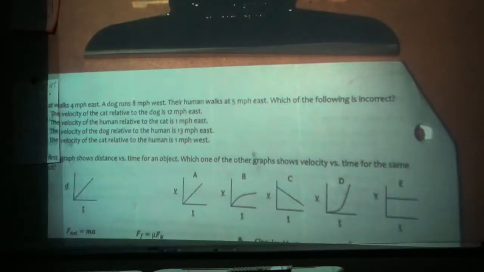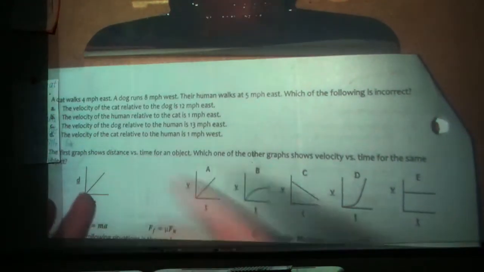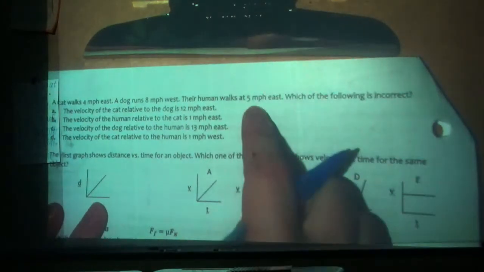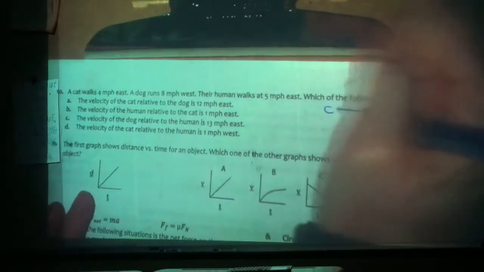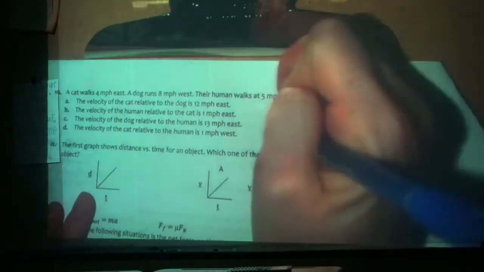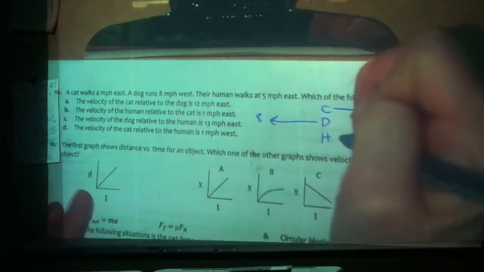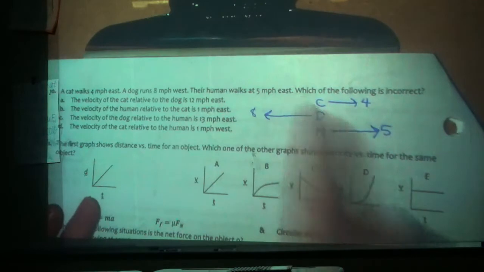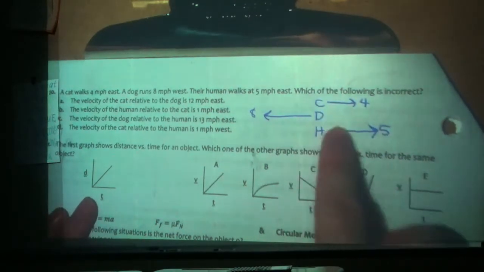A cat walks 4 meters east and a dog runs 8 meters west. Miles per hour, not meters. A human walks at 5 miles per hour east. Which of the following is incorrect? So with these relative velocities, it helps to draw a picture where they're all starting at the same spot, and then it's really easy to compare them to one another. So we have a cat going 4 east, we've got a dog that's going 8 west, and we've got a human that's also going east, but it's going 5 miles per hour east, so it's a little bit faster than the cat. And drawing the directions all starting the same, and faster as longer, is going to help us compare these to one another.